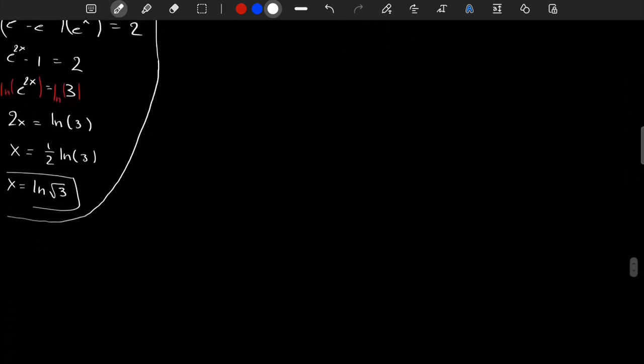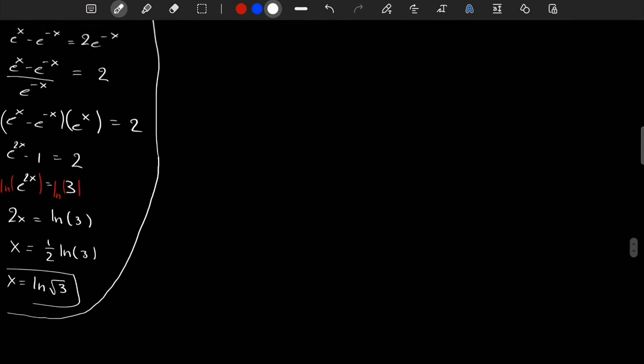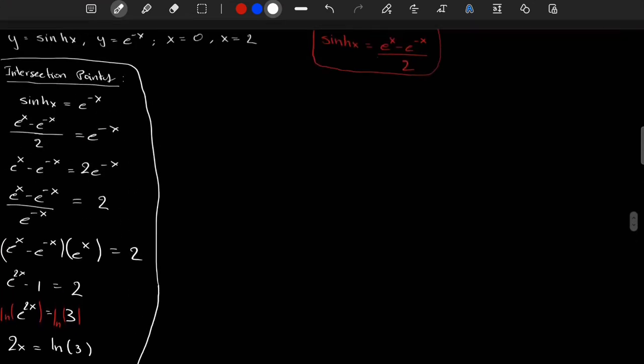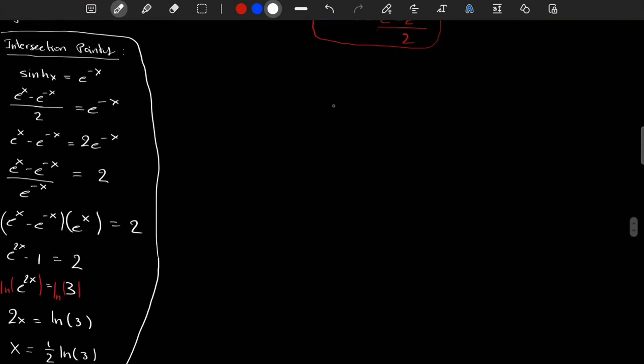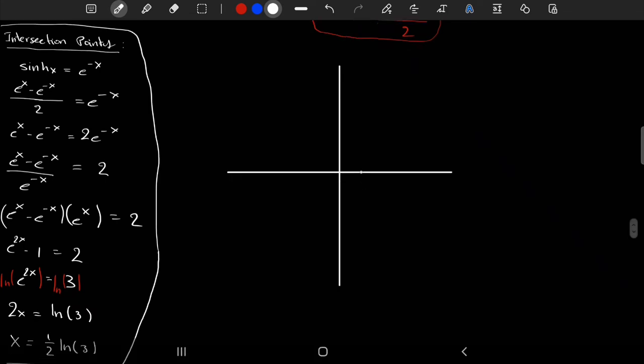Now that we have the intersection point, x is equal to ln square root of 3, we can go ahead and graph it. Let me graph this real quick.